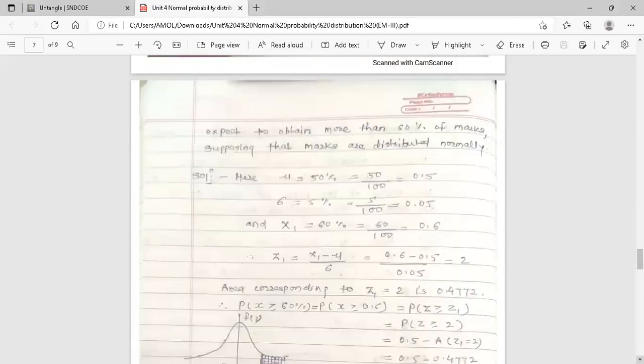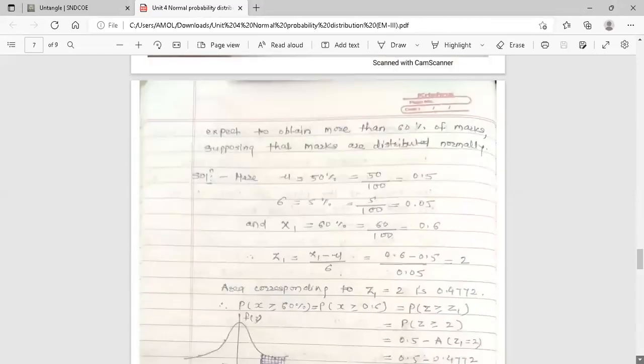Now we have to calculate how many students expect to obtain more than 60% of marks, supposing that marks are distributed normally. So it is obvious that this is an example of normal distribution. Now convert x1 in terms of z1. The formula is z1 equals x1 minus mu upon sigma, where z1 is the standard normal variable. Put x1 as 0.6, mu as 0.5 and standard deviation sigma as 0.05. If you simplify, it is equal to 2.